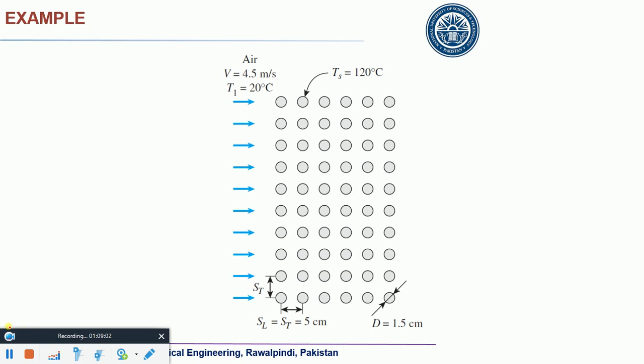Okay, so that's all about this chapter. We will talk about internal flows from next week onwards, inshallah.